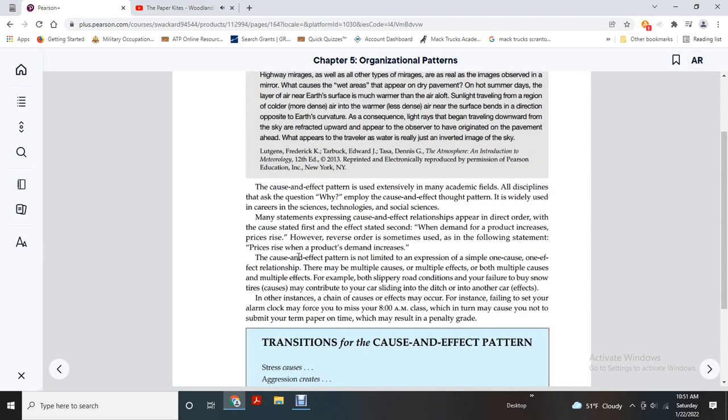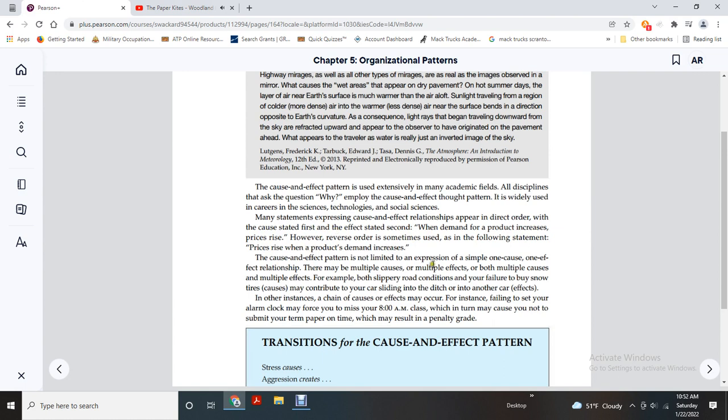The cause and effect pattern is used extensively within many academic fields. All disciplines ask the question why, so they employ the cause and effect pattern throughout. It is widely used in the sciences, technology, and the social sciences. Many statements expressing cause and effect relations appear in direct order, in which the cause is stated first and the effect second: when demand for a product increases, the price rises. However, the reverse order is used in the following statement: price rises when product demand increases.